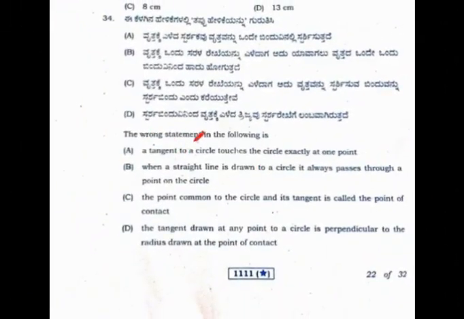34th question. The wrong statement in the following is, the four options are: A, a tangent to a circle touches the circle exactly at one point. B, when a straight line is drawn to a circle, it always passes through the point on the circle. C, the point common to a circle and its tangent is called the point of contact. D, the tangent drawn at any point to a circle is perpendicular to the radius drawn at the point of contact. So the wrong statement out of these four options is B. So the correct answer for 34th question is B.